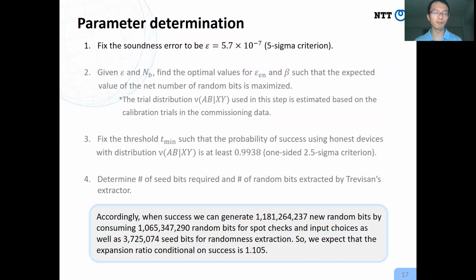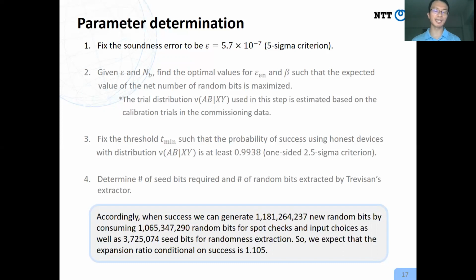For this, we first fix the soundness error according to the 5 sigma confidence criterion. Then, given the soundness error and the number of blocks available for expansion analysis, we can formulate an optimization problem in order to find the optimal values for beta and smoothness error. The optimization is for maximizing the amount of randomness certified. After that, we can fix the corresponding success threshold and then determine the amount of seed bits used and also the amount of random bits extracted.